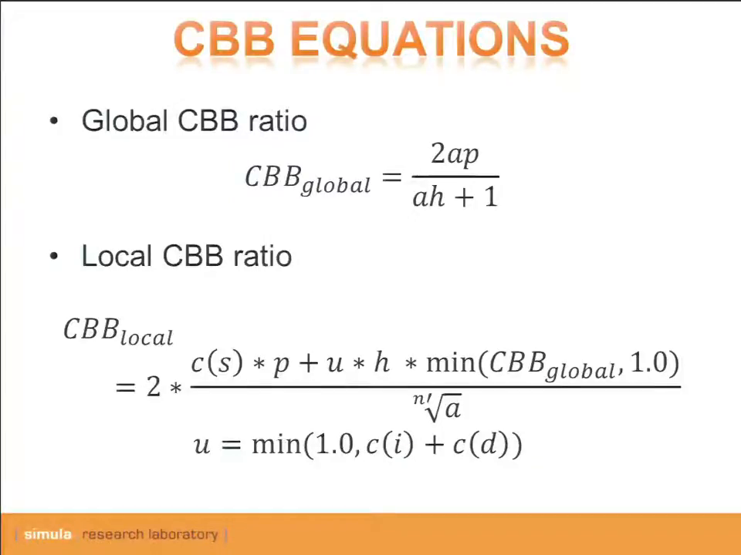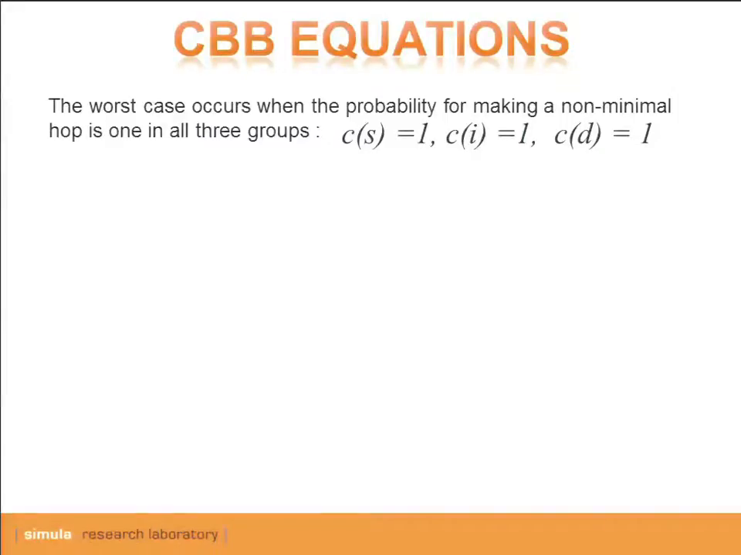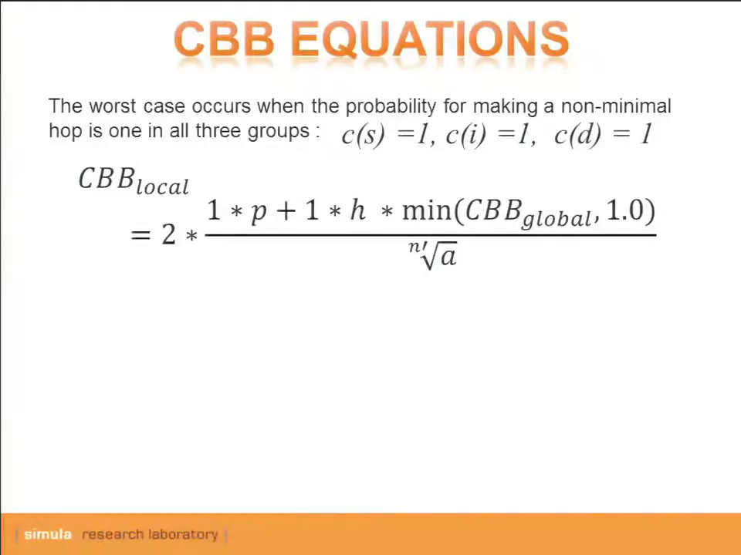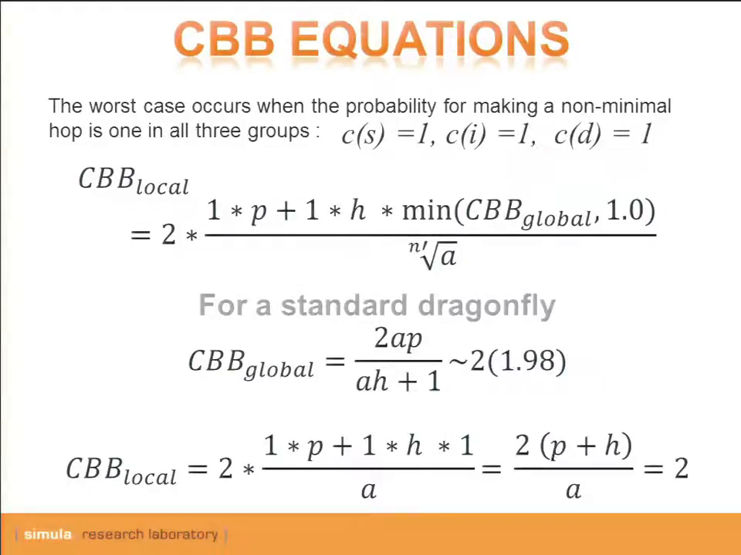So what are useful values for CS, CI, and CD? The worst case is if you do internal routing in all the switches, in all the groups you pass through. So for the standard Dragonfly, this gives you a global CBB ratio of approximately 2. It depends on where you put the extra groups. There's an odd number of groups in the topology, so you can't really cut it in half along single groups. You have to put it on either side, so it's a bit uncertain there. And then everything on the local side is basically 1, because that's the smallest value you can have, and you get global and local CBB ratios of 2. Which is as expected, right?